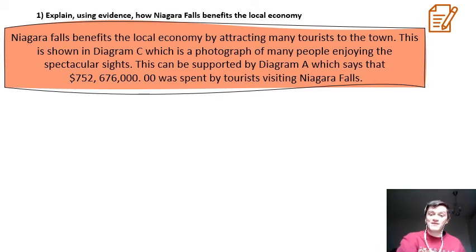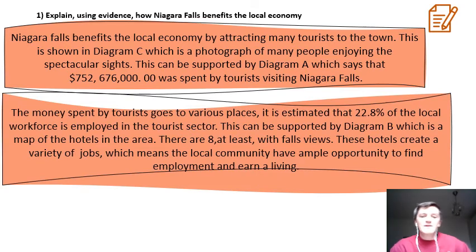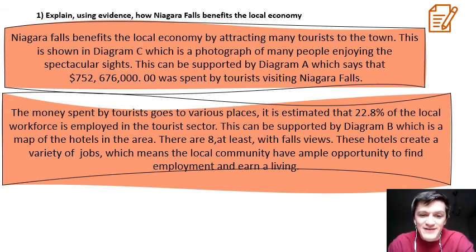We add more evidence. We've done this in history. You've probably done it in science. It's the same. If you're going to make an argument and a claim, prove it with some evidence. And we've done that there, haven't we? The money spent by tourists goes to various places. It's estimated that 22.8% of the local workforce is employed in the tourist sector. So I got that data from diagram A.